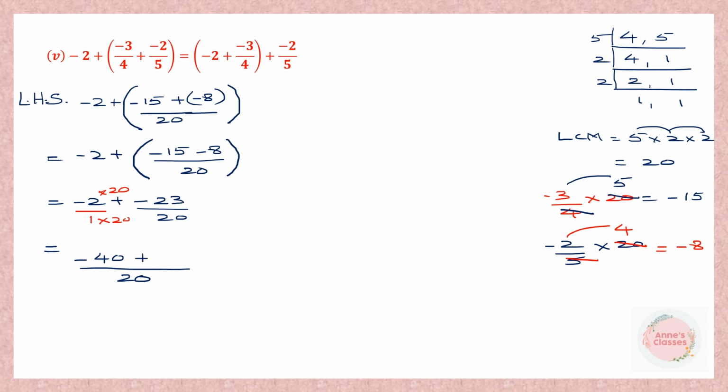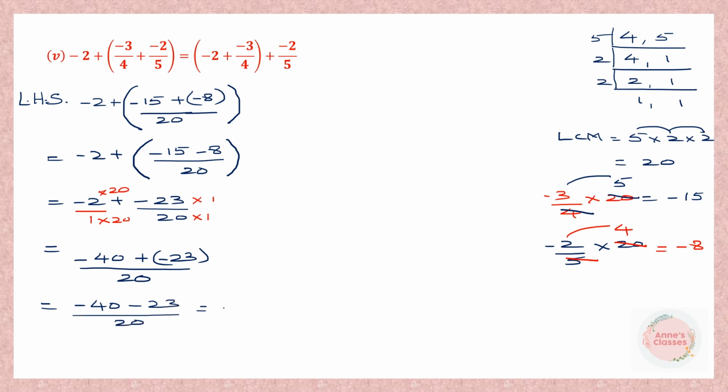Now look at the second rational number. 23 by 20, and the denominator is 20. So 20 into 1 is 20. So multiply this into 1 and multiply this also by 1. So that becomes minus 23. So this is minus 40 minus 23 by 20.